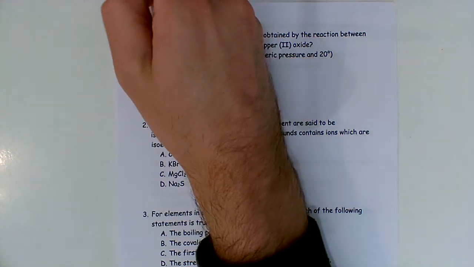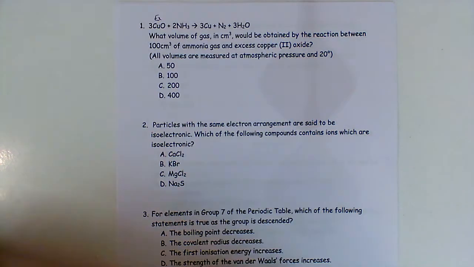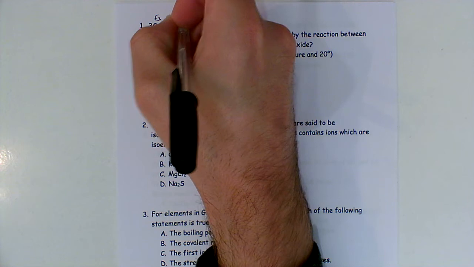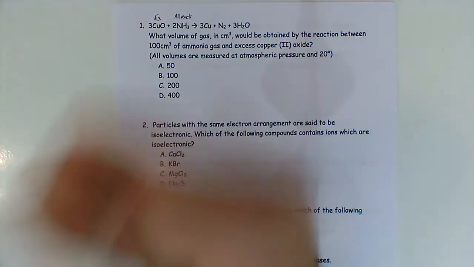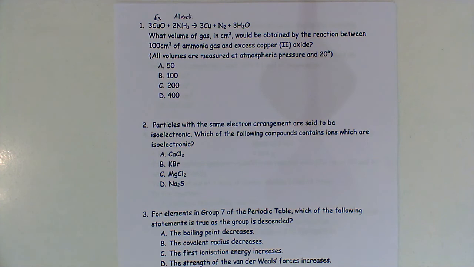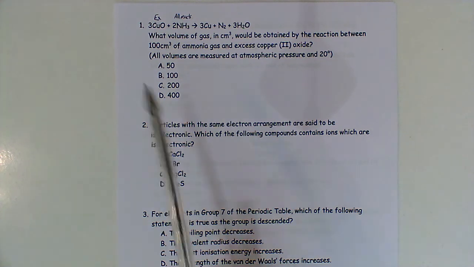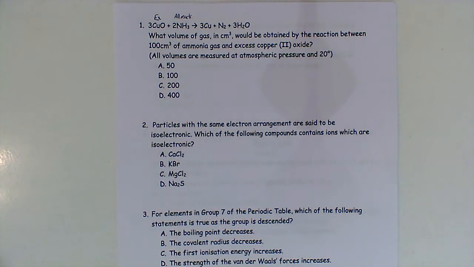So that's in excess, which means all of this is going to react. So that means we don't need to worry about any ammonia being left over at the end. So we just need to think about the products. So what volume of gas would be obtained? And we're told that there's 100 of ammonia and excess copper oxide. All volumes are measured at atmospheric pressure and 20 degrees C.